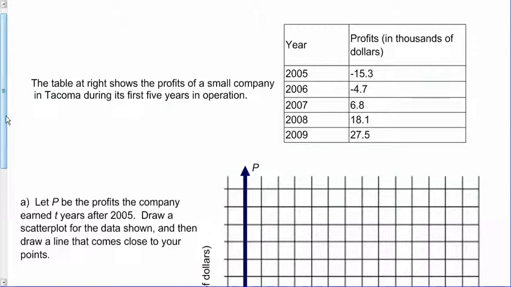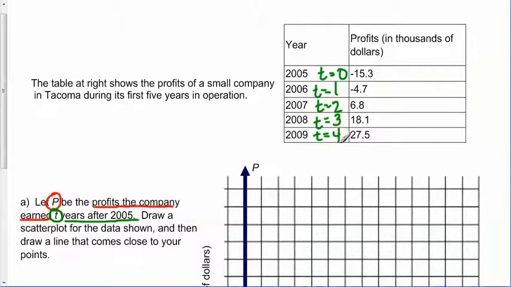So we want to see what information they've given us and what they're asking us to use. So let P be the profits the company earned. And then they're telling us that it's T years after 2005, so years after the company started. So that means up here in our table, writing down for 2005, that would be when T equals 0, because that's 0 years after 2005. And then 2006 would give us T equals 1. And notice that this just gives us years in a nice straight line. So we're going to go ahead and just do 1, 2, 3, and 4.